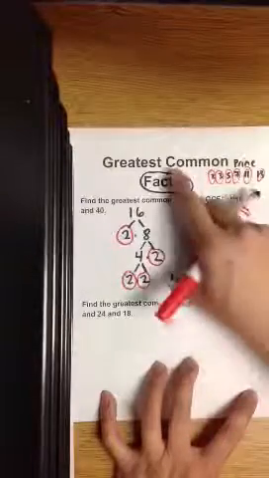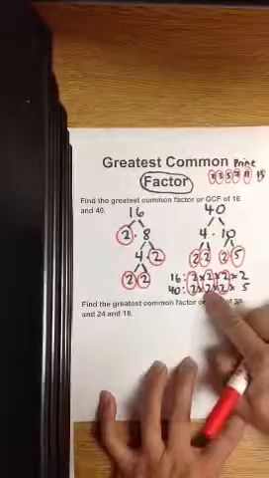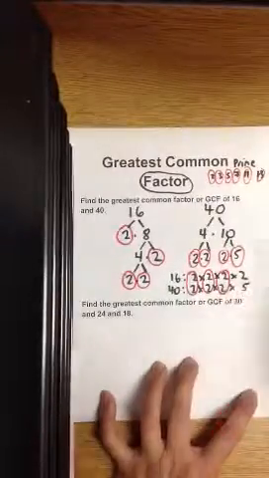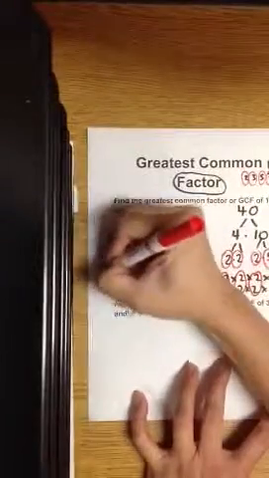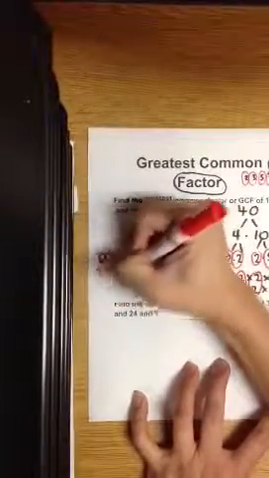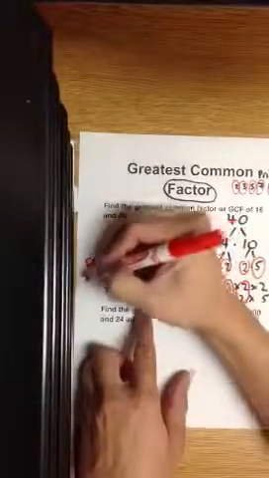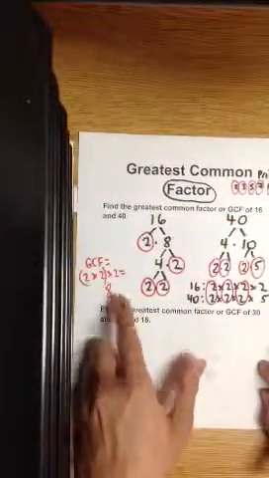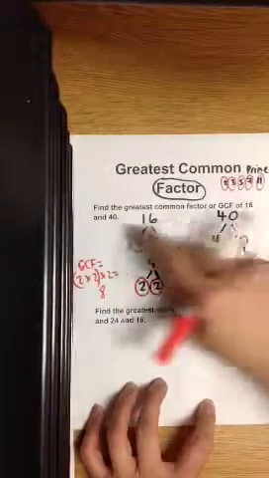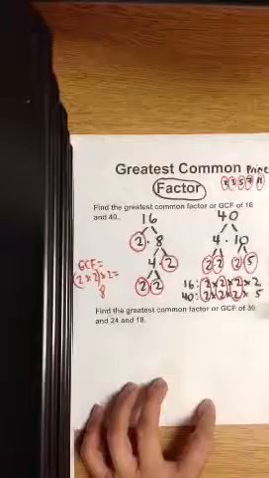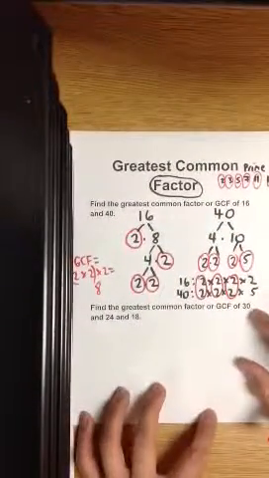So what do they both share in common? A 2 times a 2 times a 2. So the greatest common factor is they both share a 2 times 2 times 2, or 8. Be careful, again, you're multiplying. 2 times 2 is 4, 4 times 2 is 8. So what can you divide 16 and 40 by? By 8. That is the greatest factor you can divide 16 and 40 by. Let's try the next example.